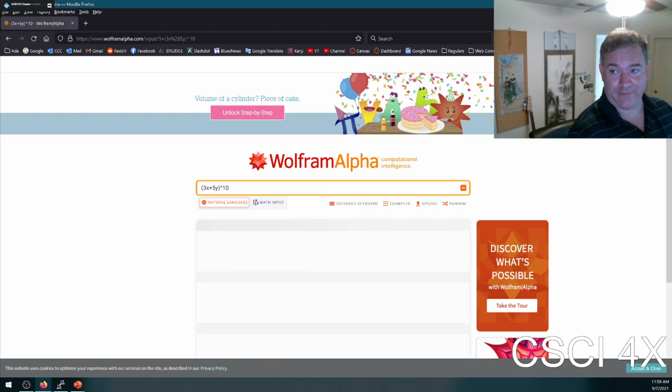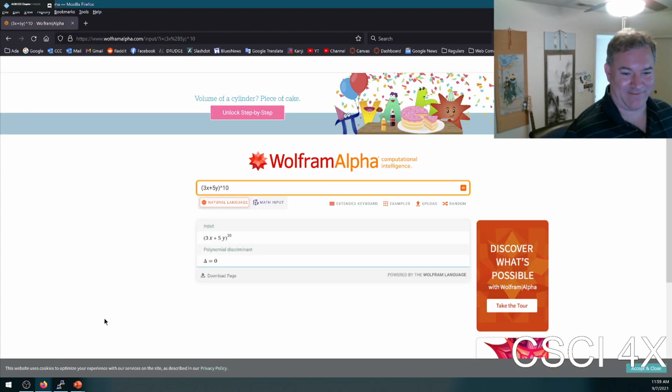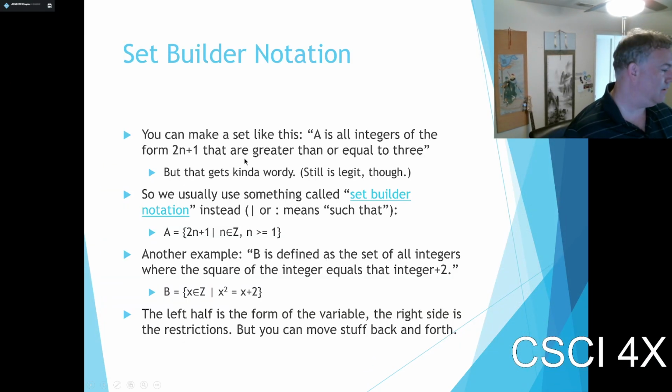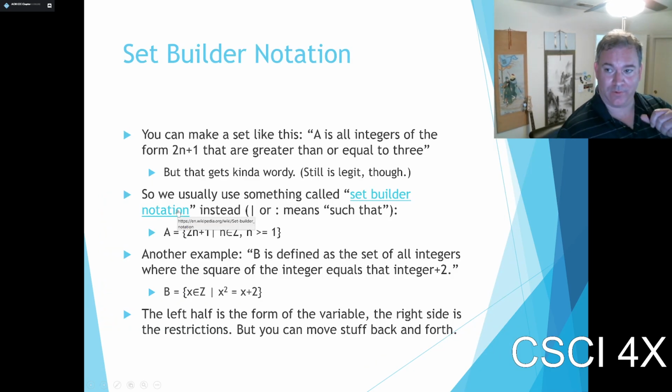Or you go into Wolfram Alpha and have that solve it for you. So, okay, set builder notation. I guess we can talk about this too, then we'll call it. You need to get your next homework assignment anyway.